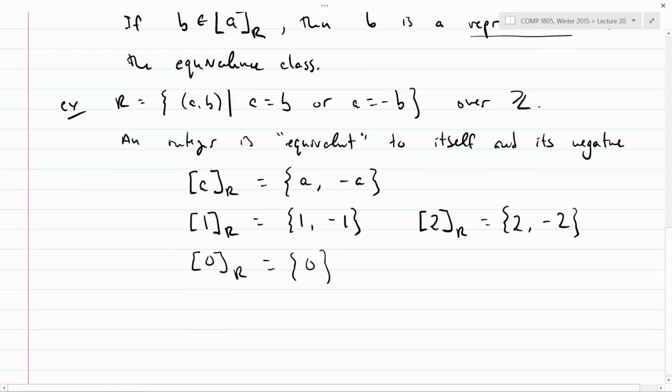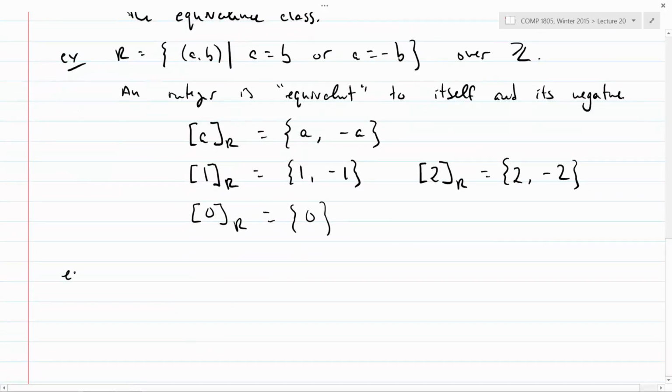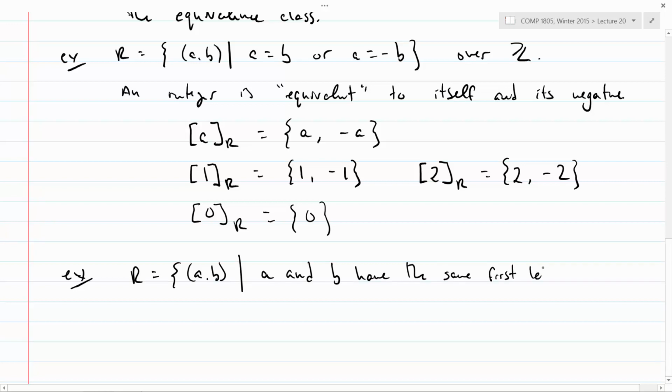All right, so let's do another example. This is something we haven't really seen before. So let's say R is the set of pairs (A, B) such that A and B have the same first letter. And this relation is defined over the set of all English words.